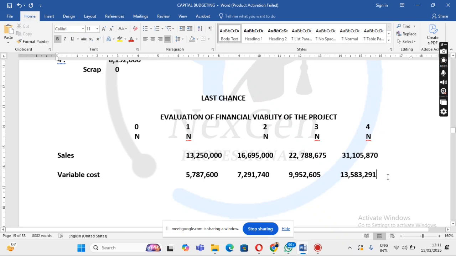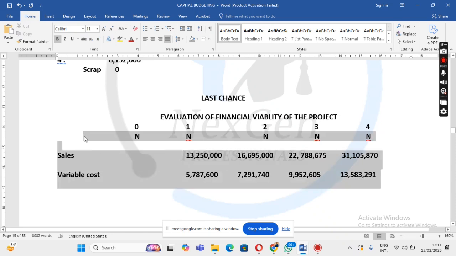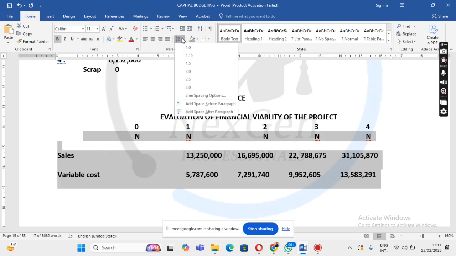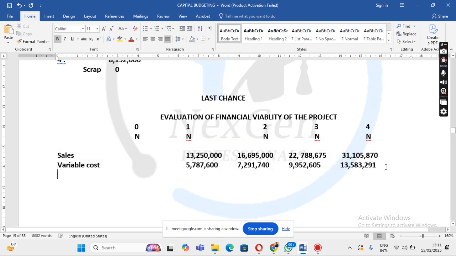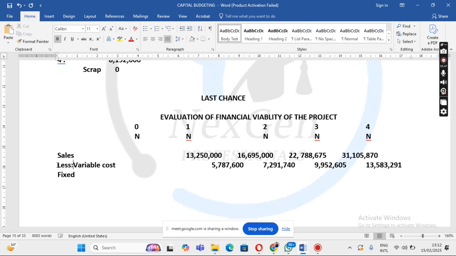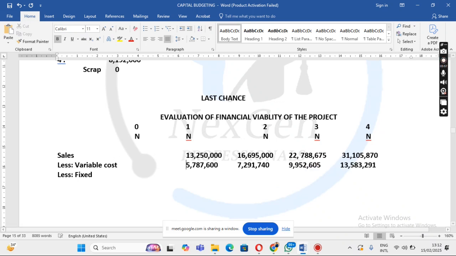Please, presentation matters a lot. You can see the way I'm presenting my work. The name of the company and your Naira sign are very, very important. Please, let's take note of that. Now, after this, there is fixed cost. We can say less all these parts, so that we'll save ourselves stress. We can say less fixed costs.